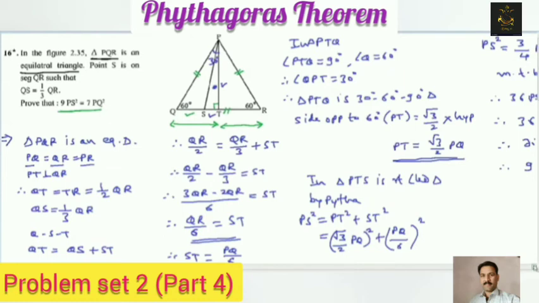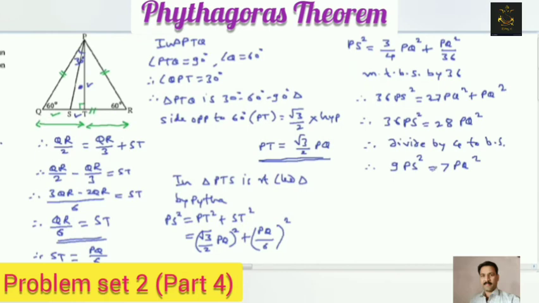And what we proved here is 9 PS square is equal to 7 PQ square. Like this we can prove it, very simple, very important part this one. This is the proof. Just try to observe here from the beginning.